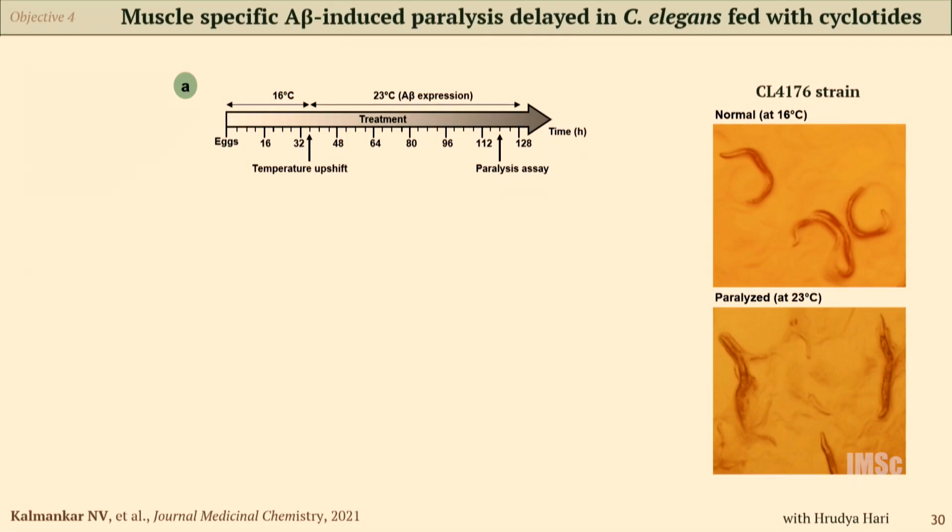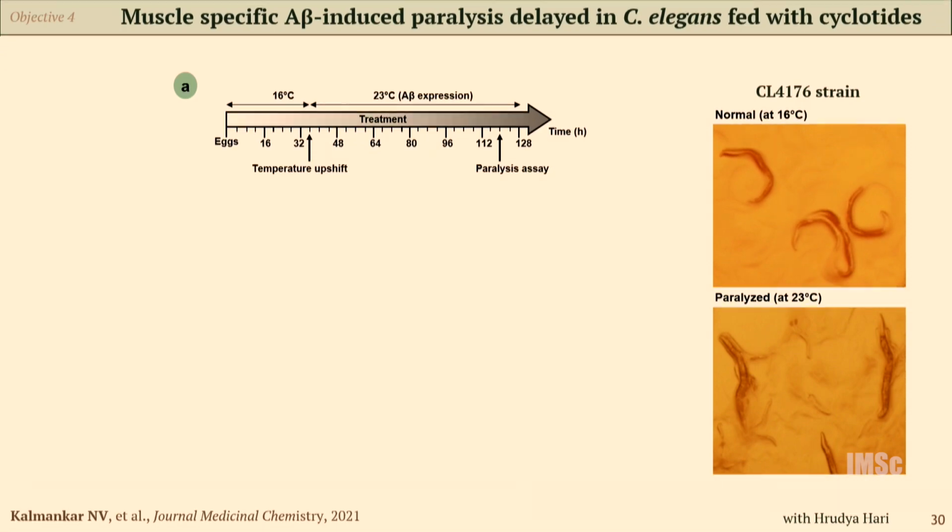When we say we, it's really the student Neha Kalmankar who did all of these, and she trained herself on handling C. elegans, and there was also already a transgenic C. elegans model which had huge amounts of amyloid deposits. And then she would ask the question, in the presence of the cyclotide extracts and different fractions which have high contents of the cyclotides, how are the worms behaving?